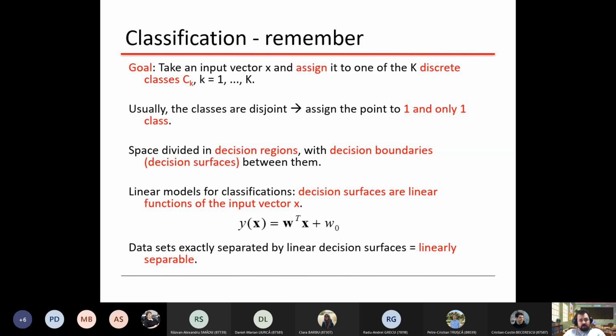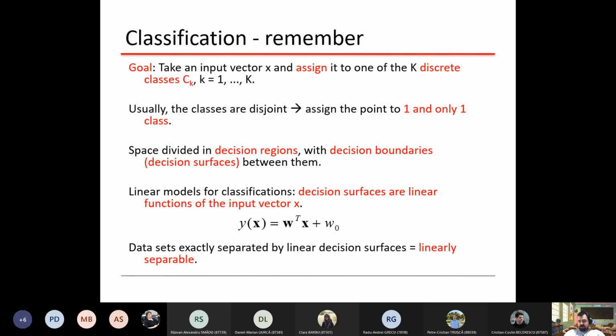A little reminder. In classification, the purpose is to take an input vector x and assign it to one of the K discrete classes, Ck. Most of the time, the classes are disjoint, but there are also tasks where points may be assigned to multiple classes. However, today we'll be talking about disjoint classes, so every point should be assigned to one and only one class.